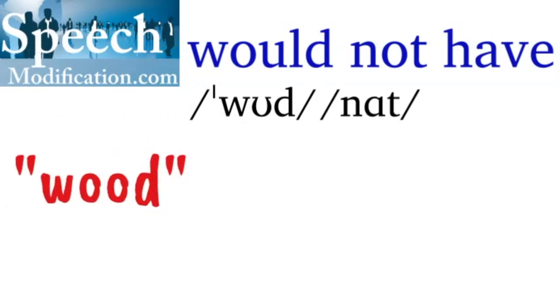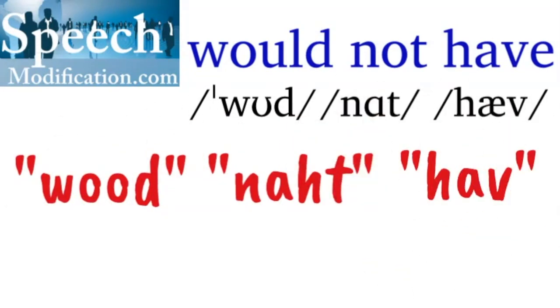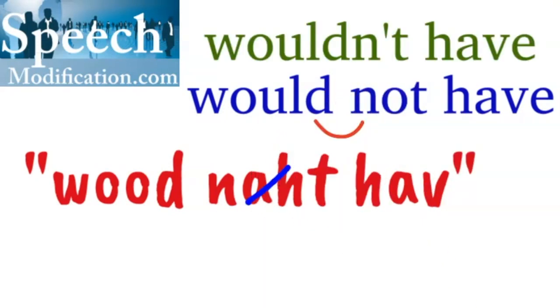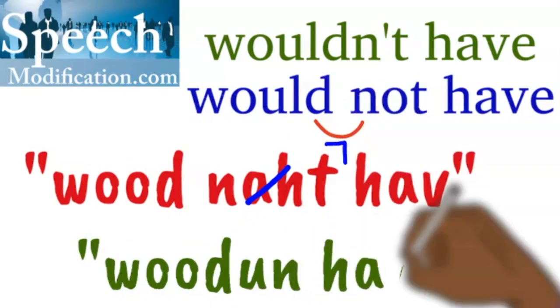If we say these words by themselves, they sound like would, not, have. But they change in connected speech. Would not becomes the contraction wouldn't. We lose the vowel in not, and the T becomes a stopped T. Wouldn't have.